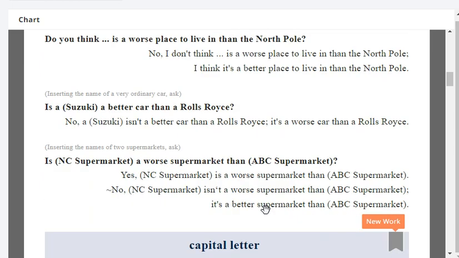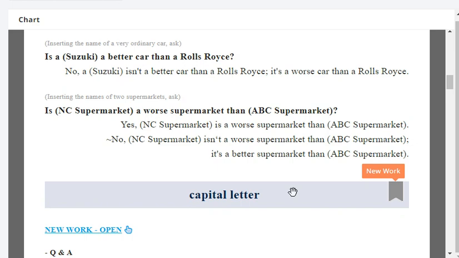I see. Next, is a Suzuki a better car than a Rolls Royce? No. A Suzuki is a worse car than a Rolls Royce. Is A supermarket a worse supermarket than B supermarket? Yes. It's a worse supermarket than B supermarket. Very good. Okay, next.